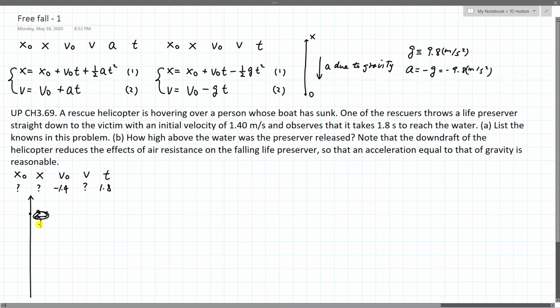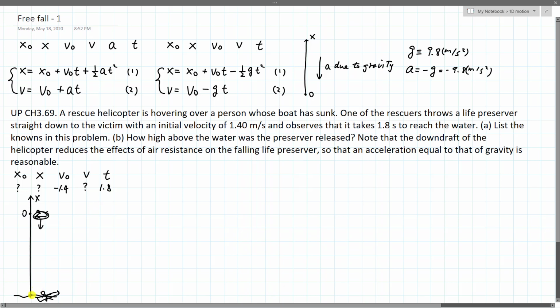Okay, so it was thrown downward, and here's the water surface, and someone's basically swimming, trying to stay afloat. And let's put a log here. Okay, so this maybe a plank. So this guy is not immediately dying yet, and the life preserver is going to strike the water surface, hopefully not on the victim. So that's sometime later, after 1.8 seconds.